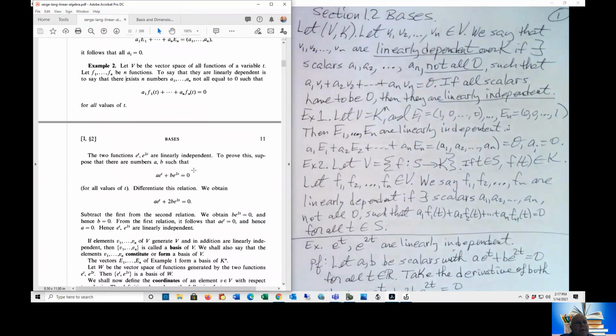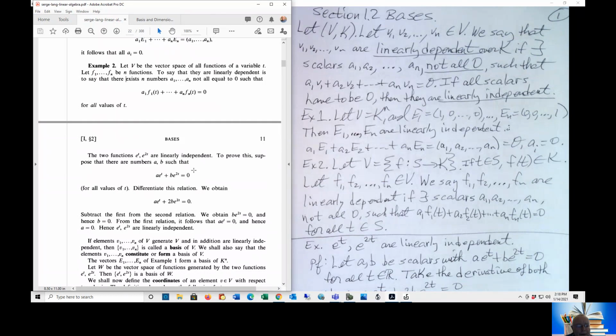Okay, example 2. Let V be the vector space of all functions that we talked about in section 1, in a variable t, where t is an element of S, so that the image f of t is in the field K. Let's look at a set of functions f1, f2 through fn in V. We say that the set of functions are linearly dependent if there exist scalars a1 through an that are not all 0, so that the linear combination is equal to 0 for all t in S, that is, for all elements in the domain set S. And similarly, the functions would be linearly independent if all the scalars have to be 0.